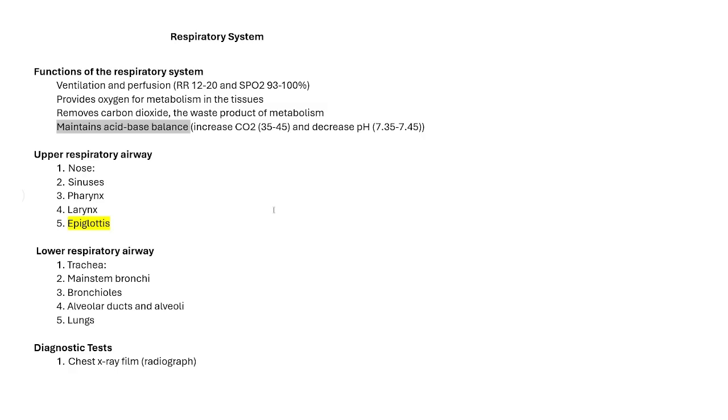So, for example, you have a patient that OD'd on any medication and then the respiratory rate dropped all the way down to 8. In this case, we expect the carbon dioxide inside the person to go up and then the pH will definitely go down, and therefore we say that this person is at risk of respiratory acidosis.